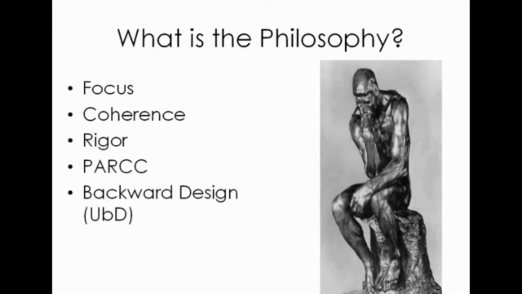Stage 1 focuses on desired results. What do we want students to know or be able to do? Stage 2 focuses on assessment. How will we know that students know and are able to do whatever? Stage 3 focuses on the activities that students must engage in order to reach the desired outcome measured by the appropriate assessment.